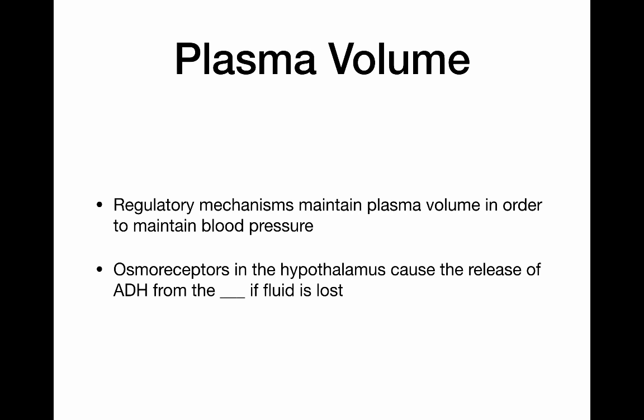One of the ways that our body monitors the concentration of our blood is by the presence of receptors called osmoreceptors. Osmoreceptors are sensitive to the osmolarity of our blood, or the concentration of our blood, and these osmoreceptors are found in the hypothalamus. And if the blood is too concentrated, then that will cause the release of a hormone called antidiuretic hormone.